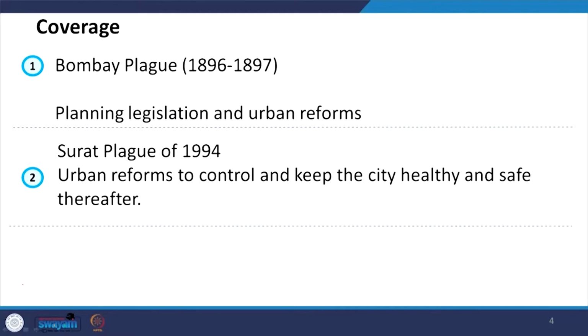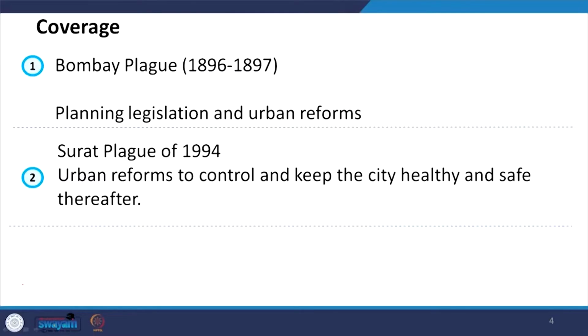Today we will see Indian cases, particularly Mumbai and Surat. Accordingly, we will cover the Bombay plague, which happened during 1896-1897. We will review the conditions and responses at that time and look at the initiation of planning legislation in the country and the urban reforms that took place. Then we'll look at the Surat plague of 1994 and also look at the relevant urban reforms that were taken to control and keep the city healthy and safe thereafter.